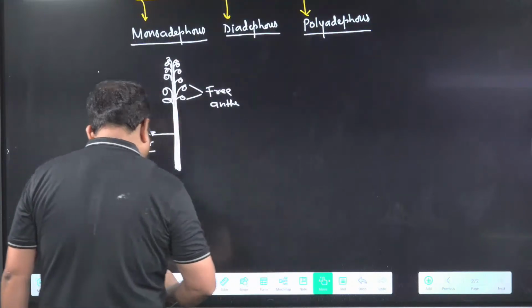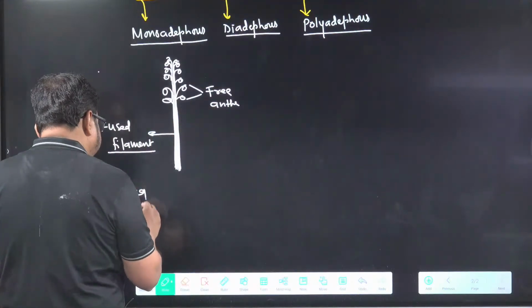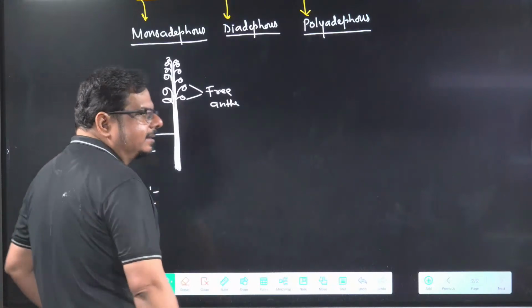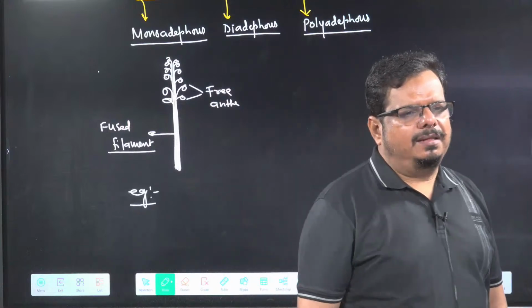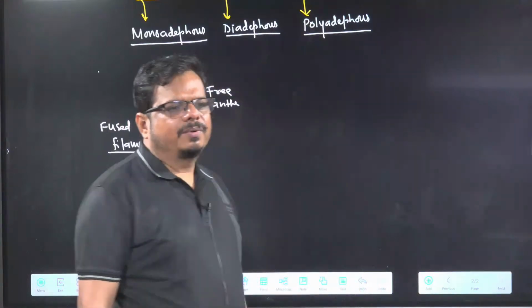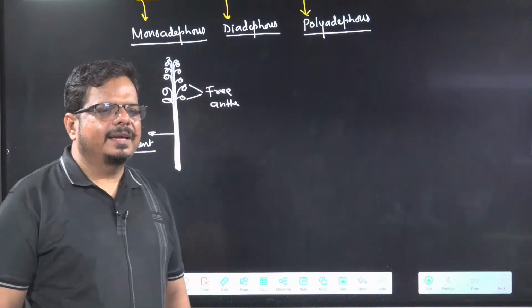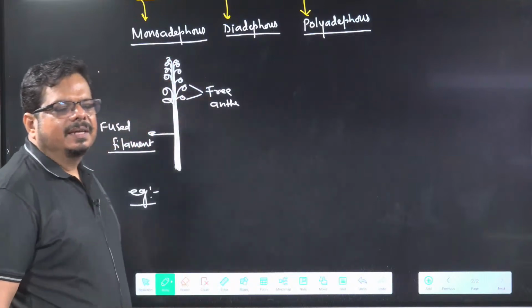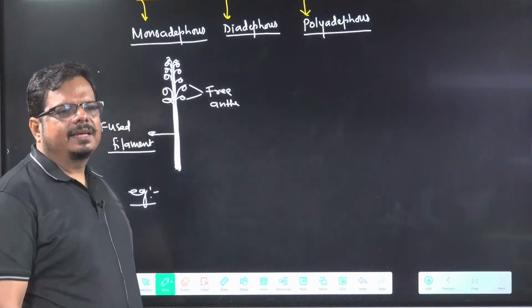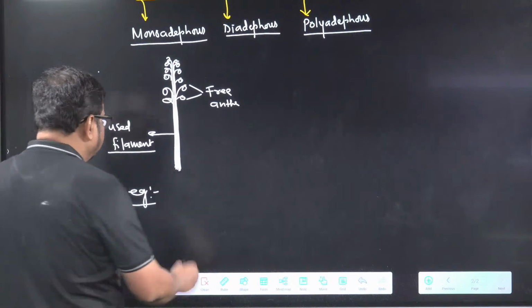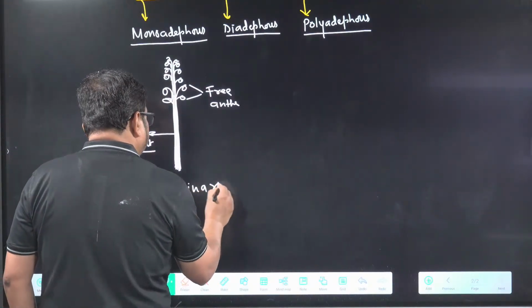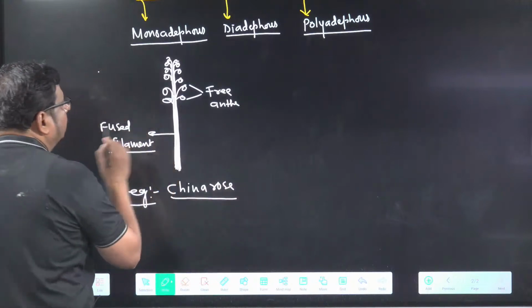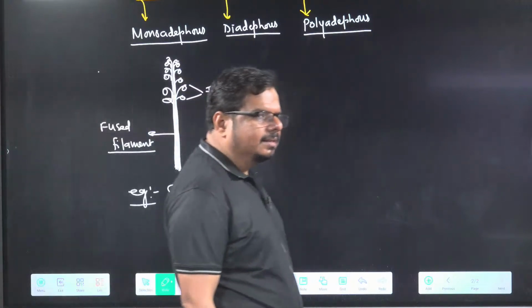NCERT wrote one example and you must know. What example did NCERT give? Pin your answer. Monoadelphous, fast, without taking the help of NCERT first. And if you're not able to answer, then take the help of NCERT. Good one. So China rose. Beautiful. China rose is the example of the monoadelphous condition. These are going to be asked.